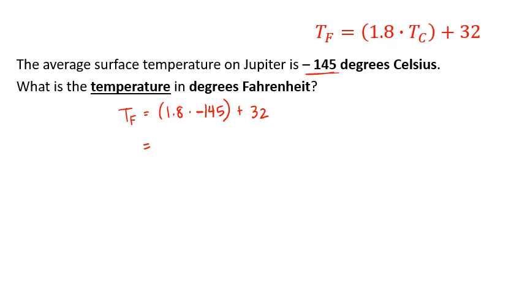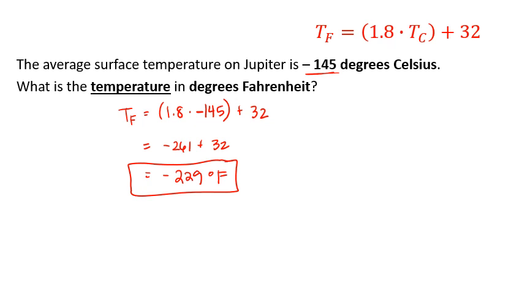You're going to carry out 1.8 times a negative 145 in your calculator first, and then you're going to add 32. So 1.8 times negative 145 is negative 261 plus 32 degrees. That's going to give us a temperature value of negative 229 degrees Fahrenheit.